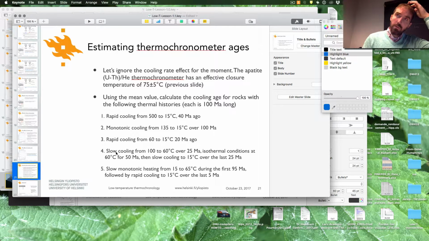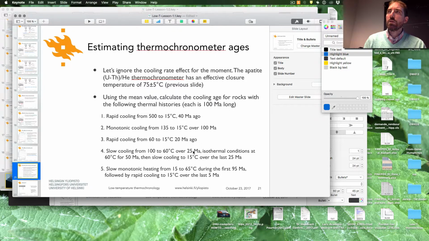What about this picture here for number 4? Did you get any kind of numbers for that one? Or did you not get this far? You have just information on the slow cooling, and you can't have information on the isothermal condition because it's 60 degrees, and you don't have information on the slow cooling because it's less than 75 degrees. Yeah, so we don't know anything about what happened in the last 75 million years. We would have something here, right, that we cooled from 100 to 60 degrees. So if we cooled over 25 million years, this is a 40 degree change in temperature over 25 million years. You can figure out the cooling rate from that.